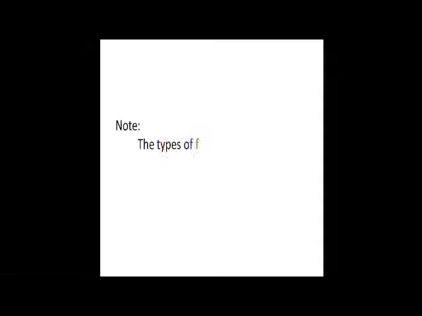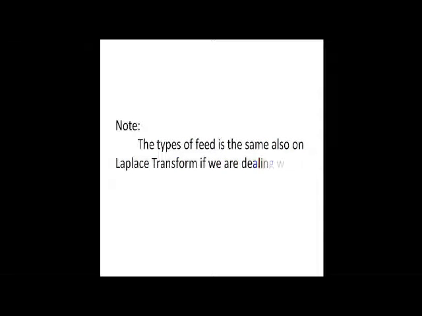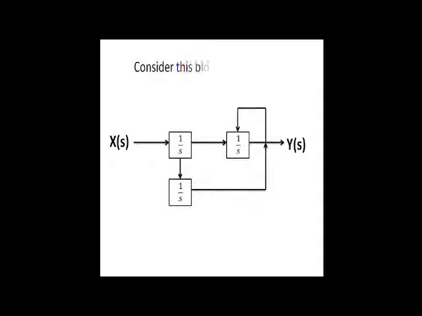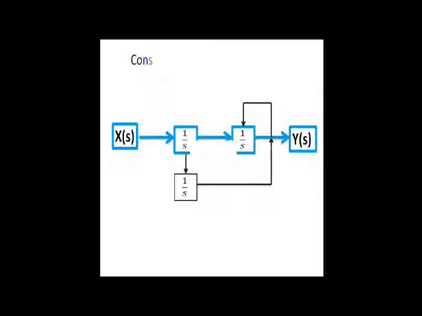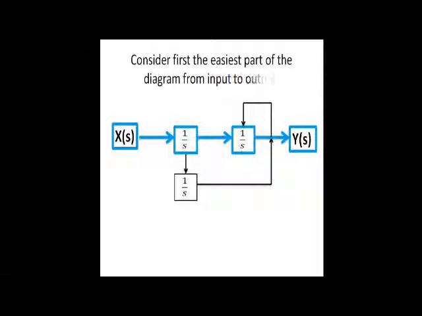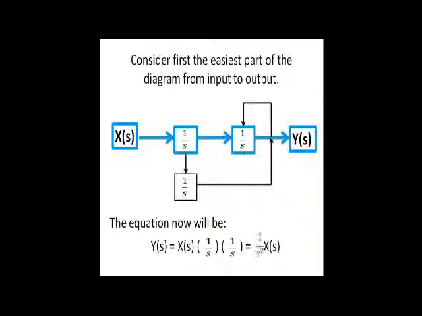Note, the types of feed are the same also on Laplace transform if we are dealing with the block diagram of the system. Consider this block diagram. Consider first the easiest part of the diagram from input to output. The equation now will be Y(s) = X(s) times 1/s times 1/s, which is equal to 1/s^2 X(s).